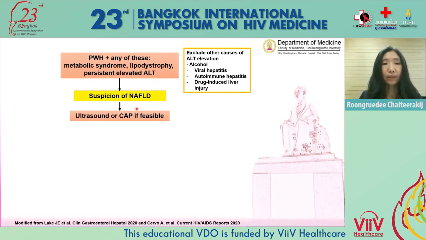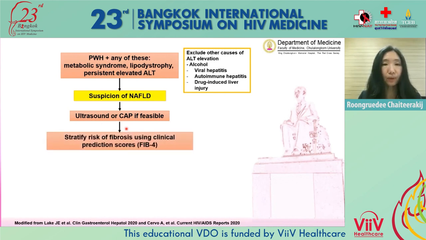If we suspect fatty liver, the first investigation tool is ultrasound. If you have the FibroScan, you can do the FibroScan to measure the CAP as well. After fatty liver is diagnosed, the next step is to stratify the risk of fibrosis, and you can use a clinical prediction score. The easiest one to do is the FIB-4 score, and this can be done using an online calculator.